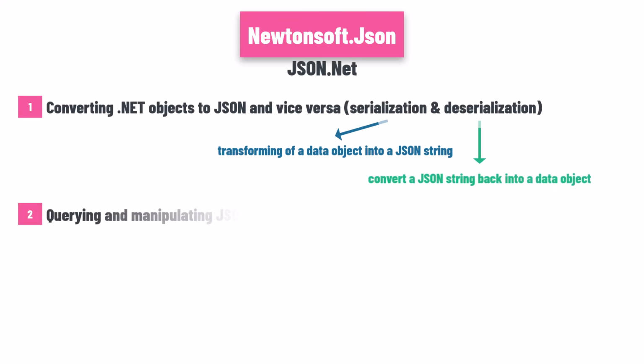It's to convert a JSON string back into a data object. Querying and manipulating JSON objects. Supporting LINQ to JSON, which means that you can use LINQ to query and manipulate JSON data structures provided by JSON.NET. These are some features of this library.